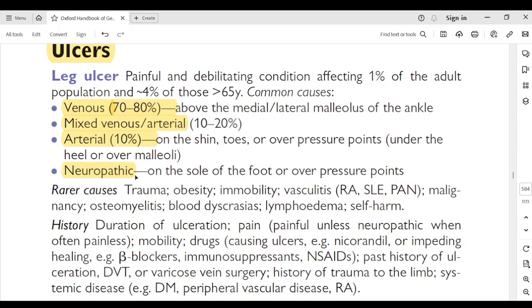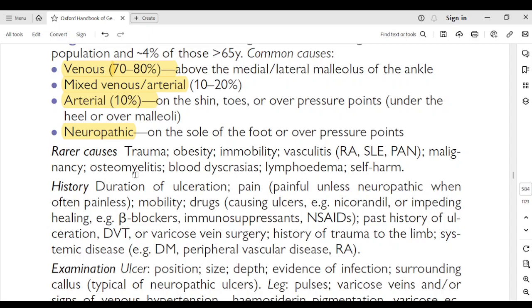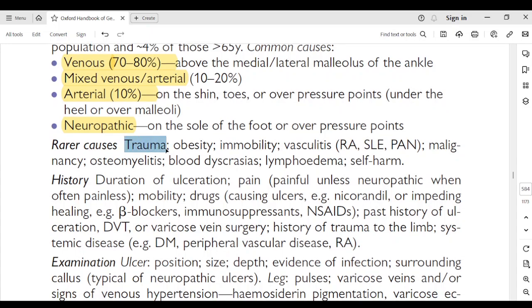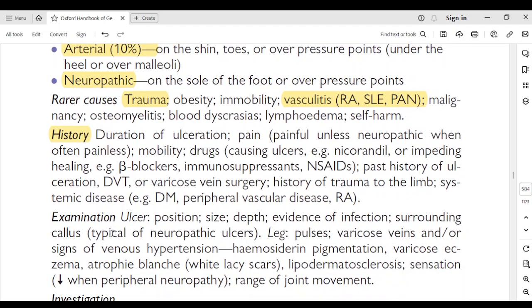Neuropathic ulcers on the sole of the foot or over the pressure points. Rarer causes could be trauma, obesity, immobility. Vasculitis can cause ulcers, rheumatoid arthritis, SLE and PAN, malignancy, osteomyelitis, blood dyscrasias, lymphedema and self-harm. All of these can cause ulcers. History. Duration of ulceration. Pain. Painful unless neuropathic when often painless. Mobility. Drugs causing ulcers, example nicorandil, or impending healing, example beta blockers, immunosuppressants, NSAIDs.